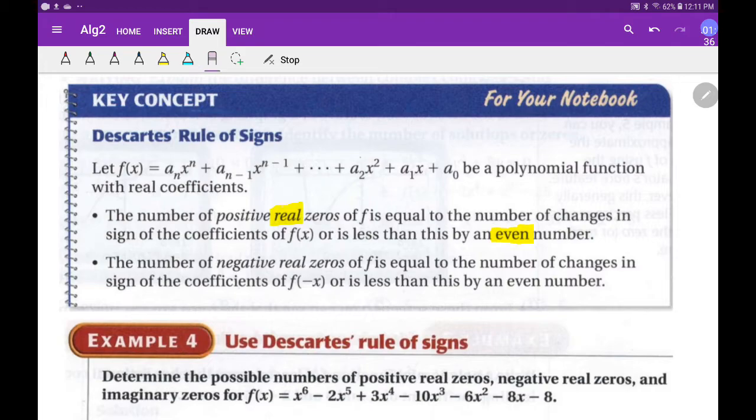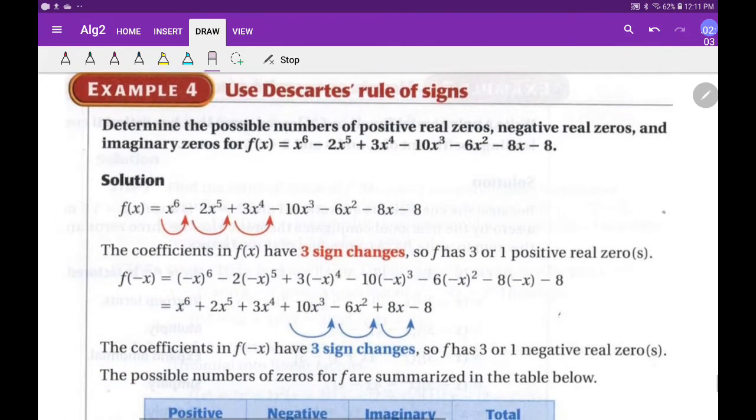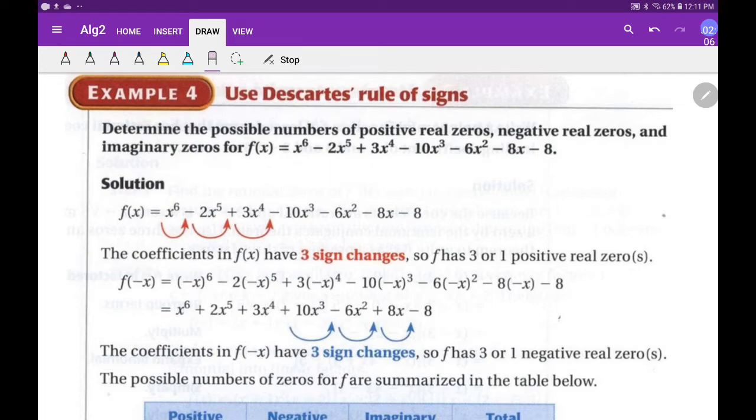The other thing to think about here is if I plug in a negative for the function, I always plug in a -1 to see what happens. Then I look at the sign changes again, and that tells me the total of possible negative real zeros. And they also go down by an even number for the same reason. Okay, so that's hard to understand without actually seeing what's going on. So here we go. Here's our example.